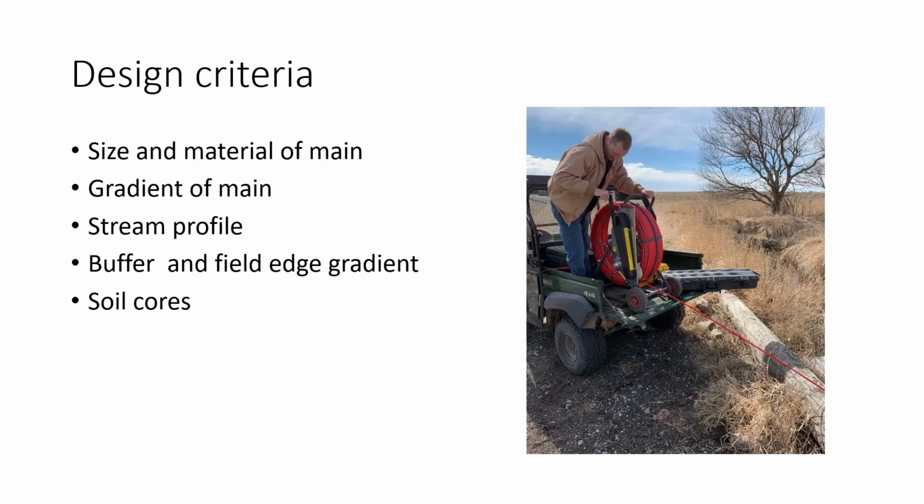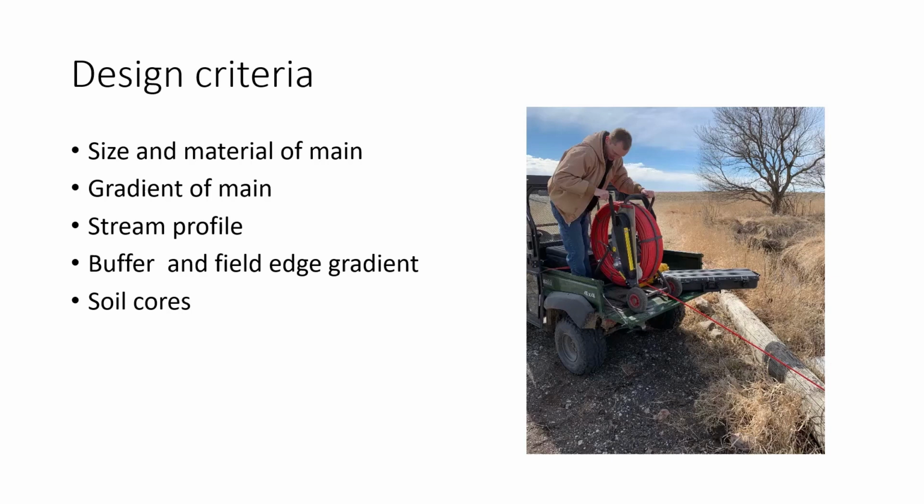We also need to know the gradient along the buffer and that field edge. We need to know if we're losing too much elevation too quickly and our distribution line is going to come out of the ground or be too shallow. And how long can we run that distribution line if we are changing elevations relatively quickly?